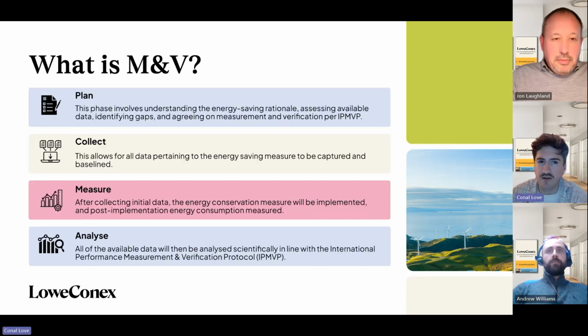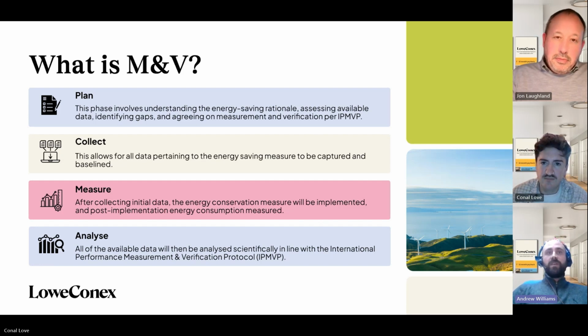And could you just talk us around a bit more of those steps? I know it's about planning, collecting, measuring, and analysing data. What's involved at each of those stages within the M&V process? Yeah, so as you said, M&V is a process. The first phase in the process is planning.